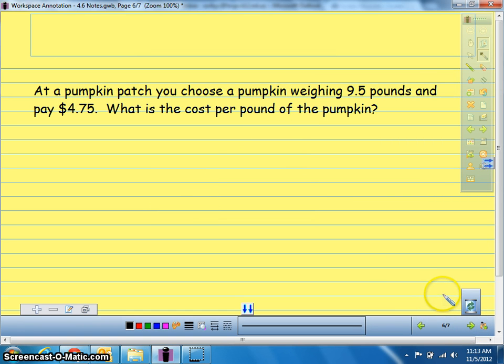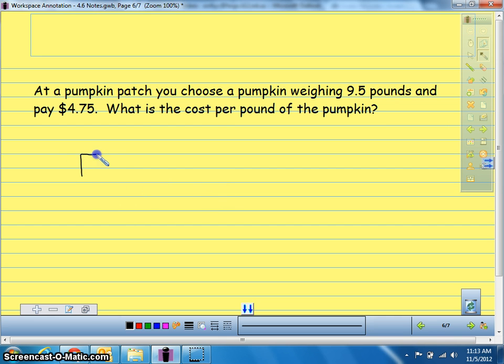Now we got a word problem. We just had Halloween, so pumpkins were on sale. Some people are still buying them for Thanksgiving coming up here. What if we bought a 9.5-pound pumpkin for $4.75? Could I figure out what the cost per pound of the pumpkin would be? Of course we can. We just need to set up our problem here.